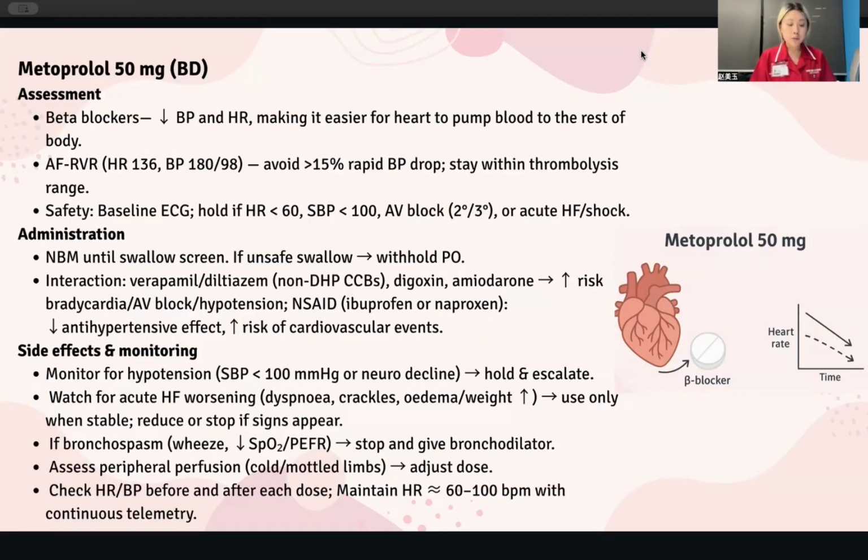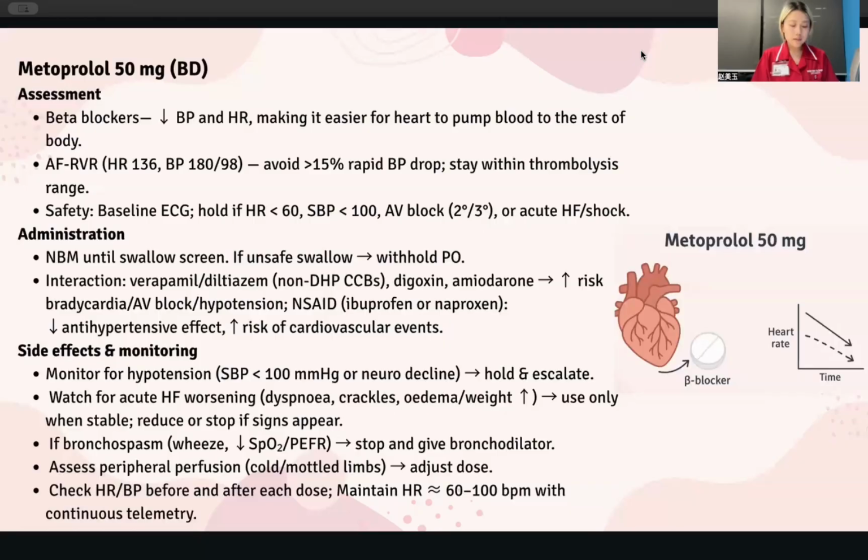Drug interactions are important. Verapamil, diltiazem, digoxin, and amiodarone can increase the risk of bradycardia or AV block, while NSAIDs can reduce the antihypertensive effects and increase cardiac risks as well. During therapy, we need to monitor for hypotension and heart failure worsening, such as dyspnea, crackles, or edema, and bronchospasm. If wheezing occurs or the oxygen saturation drops, stop the drug and give bronchodilators.